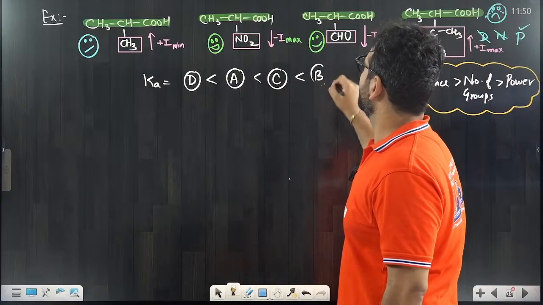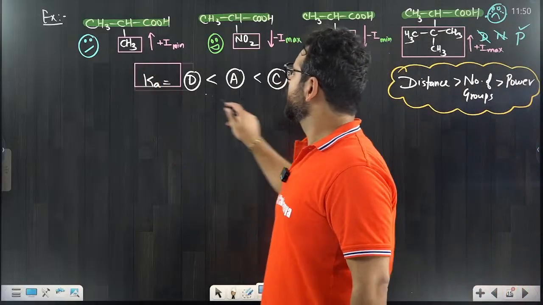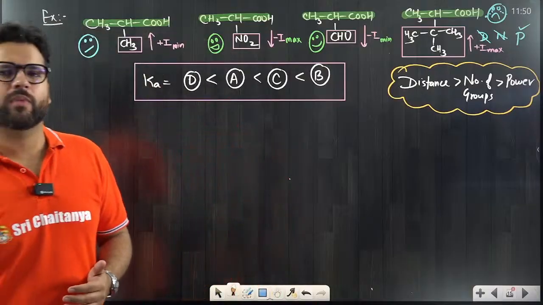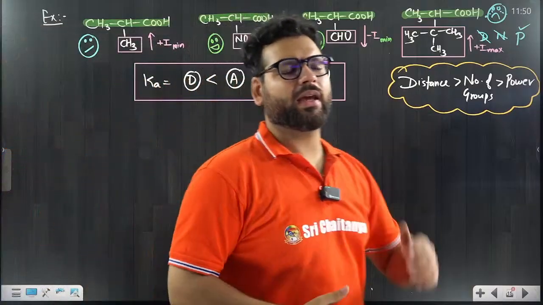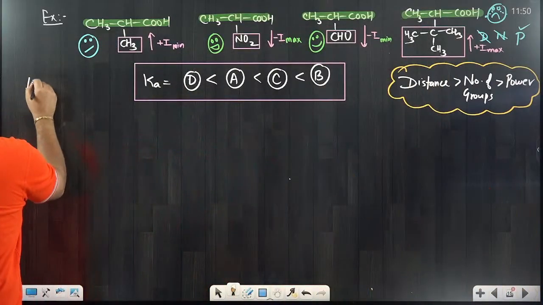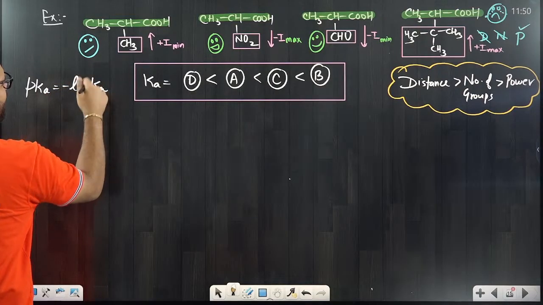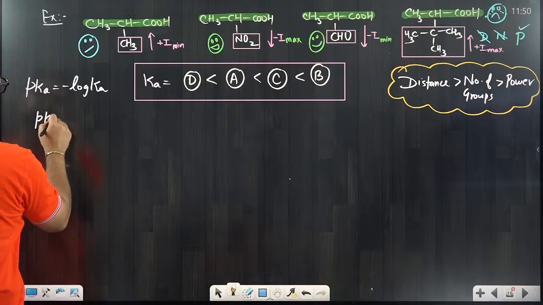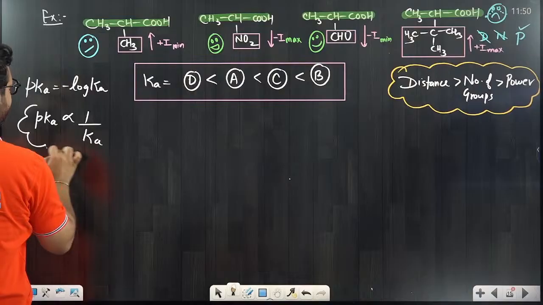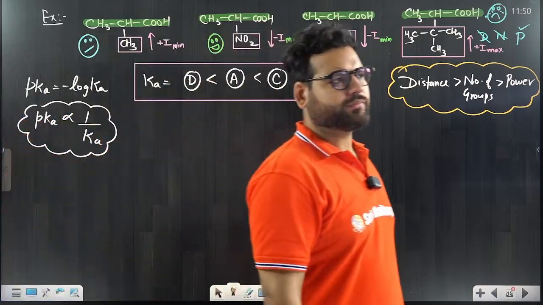DACB. This is the order of Ka. Be very careful what they are asking. If they asked you pKa, pKa is actually inversely proportional to Ka. So pKa, which is nothing but negative log of Ka, whenever Ka will be more, pKa will be less. So pKa is inversely related to Ka.